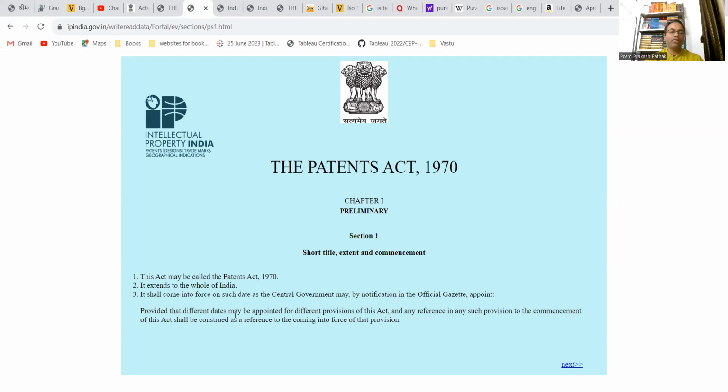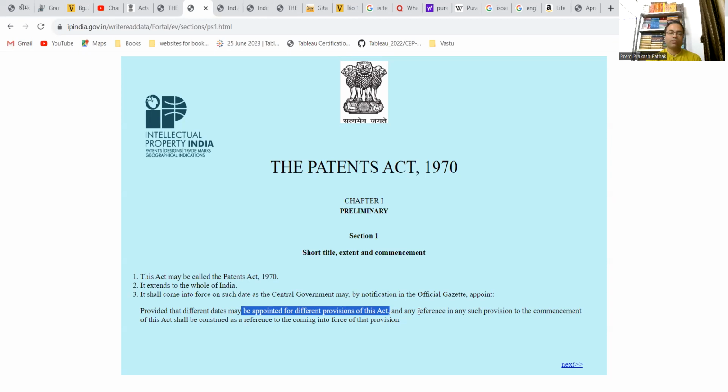Provided that different dates may be appointed for different provisions of this act. What this means is that for different sections, one section could be enforced from some date, and another section enforced from another date. It is not that the government will pass one date and the entire Patent Act is changed. It's not that way. But a different date may be appointed for different provisions of this act.